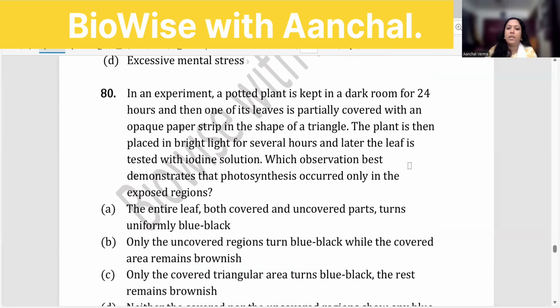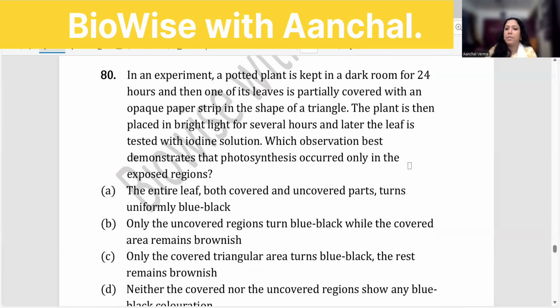In an experiment, a potted plant is kept in dark for 24 hours, and then one of its leaves is partially covered with an opaque paper in the shape of a triangle. Okay, the leaf is covered with a triangle-shaped paper. The plant is then placed in bright light for several hours. Now, what are they doing here? Can anybody name the process which is being done here?